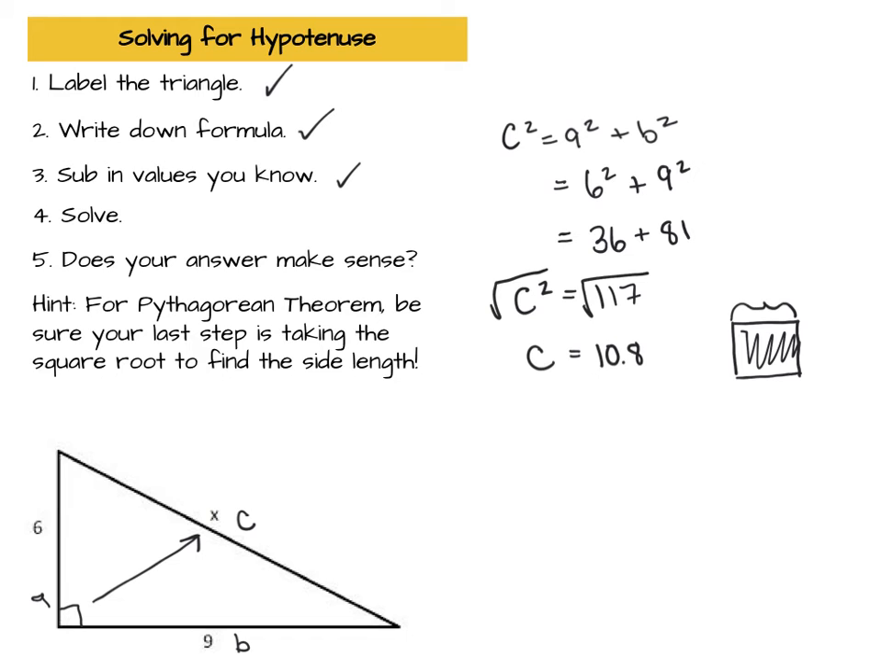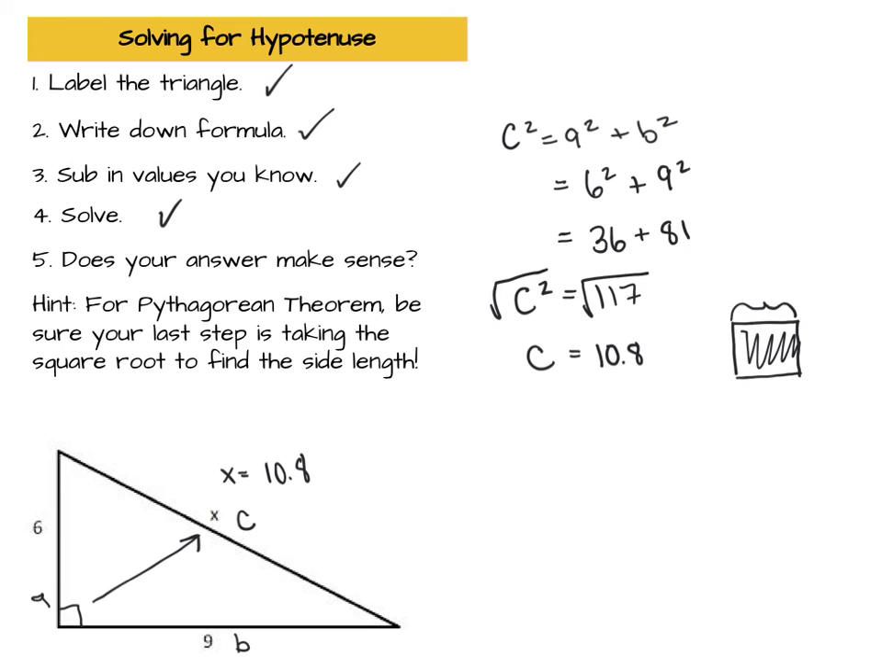That was step 4, so we solved. And now we need to know if our answer makes sense. So because C is the hypotenuse, X over here would be equal to 10.8. Let's have a look and see if that makes sense.